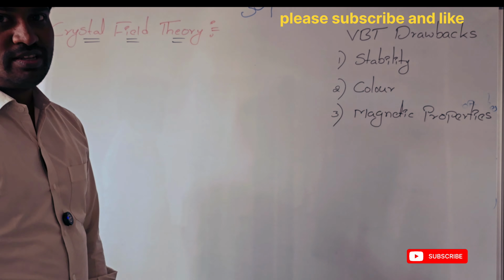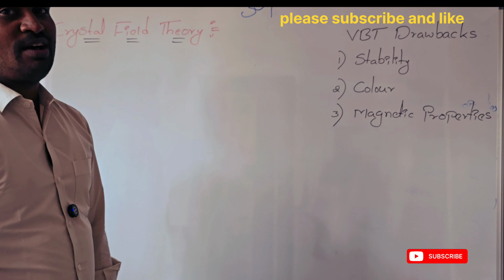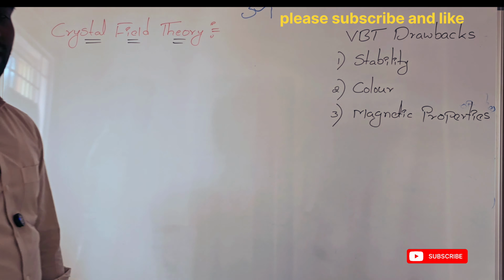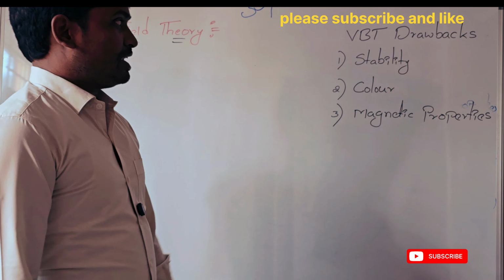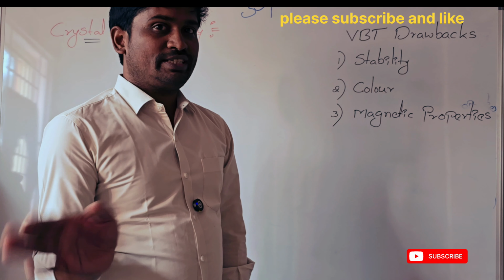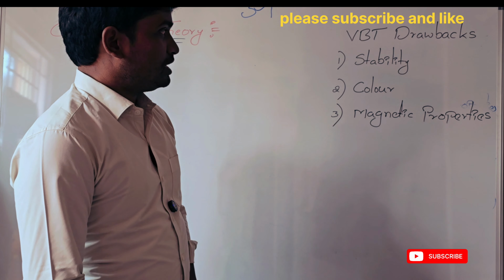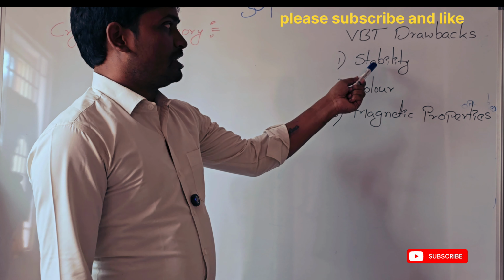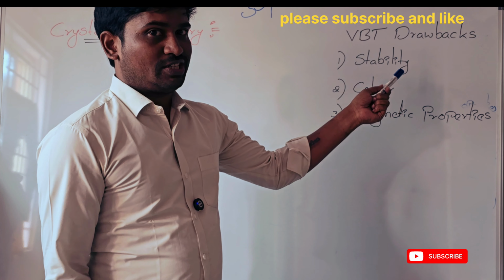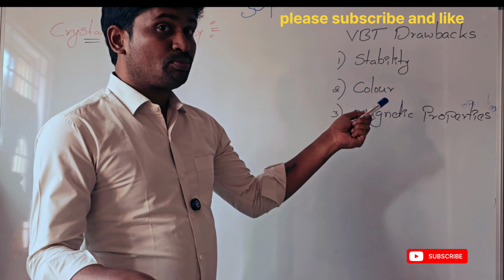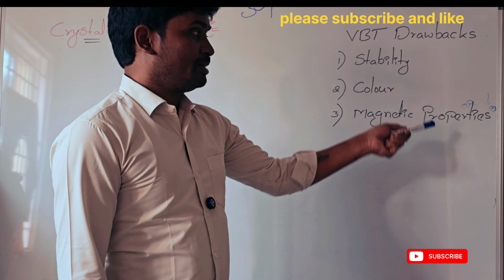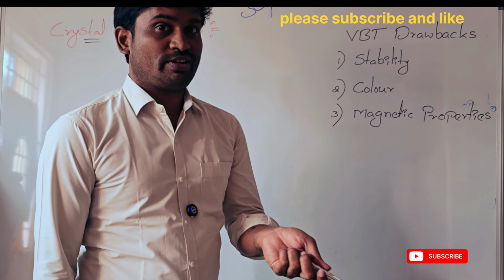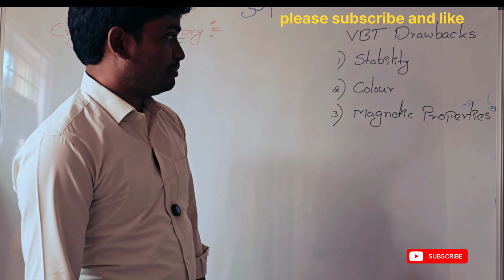Good morning, students. In complex compounds, our next topic is crystal field theory. Previously, I explained valency bond theory. You already know the drawbacks of valency bond theory. What are the drawbacks? Valency bond theory doesn't explain the stability of complexes, the color properties, and the magnetic properties of the complexes. Here, stability means thermodynamic stability as well as kinetic stability of the complex compounds.